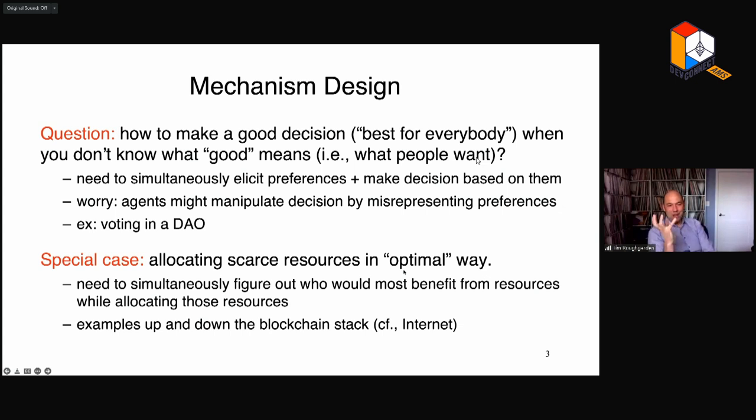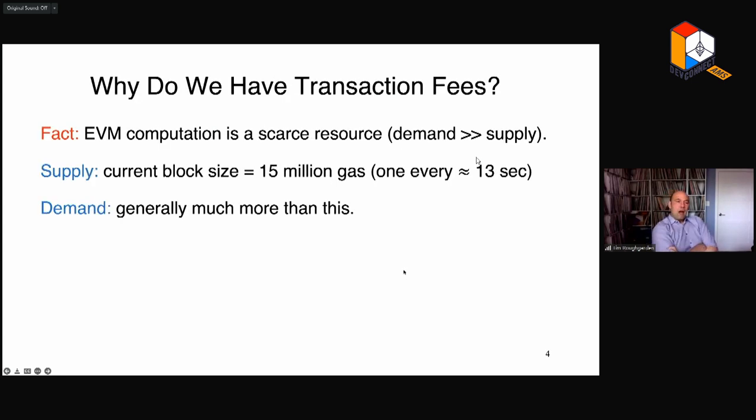So somehow, in blockchains like Ethereum, you actually see mechanism design embedded even at the lowest, most primitive level, which is really fun, really cool. Okay, so allocation of scarce resources. Hopefully it's clear to everybody here: what is the scarce resource? The scarce resource is just getting a share of the computation being done by the Ethereum virtual machine.